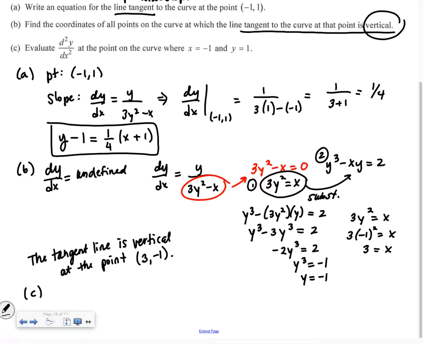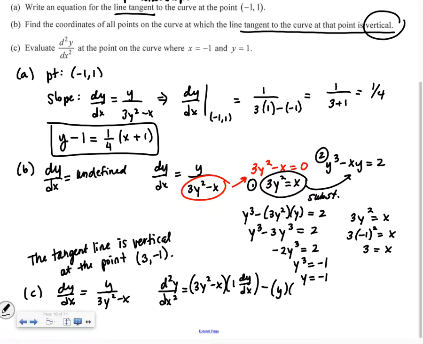All right, then part C, it says evaluate the second derivative. So if we have dy over dx equals y over 3y squared minus x, and we try to find the second derivative, we're going to do the quotient rule. So we have low, in the bottom, d high is 1 dy over dx, minus high, d low, again dy over dx, minus 1, all over the square of what's below. So we get this. And now we are evaluating this at the point negative 1, 1.